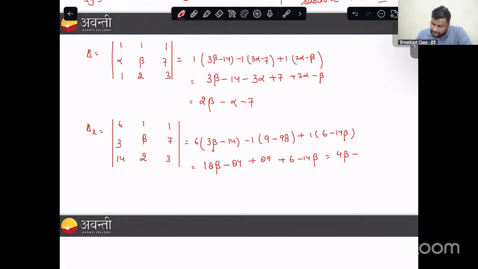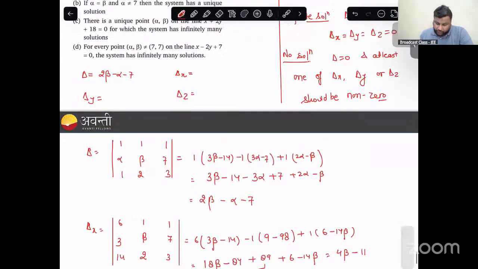Just a moment. It is 6 times 3 beta minus 14, minus 1 times 9 minus 98, plus 1 times 6 minus 14 beta. So it is 18 beta minus 14 beta means 4 beta. 84 minus 98 minus 9, minus 89 plus 6. 89 minus 84 is 5, 6 and 5, 11. 4 beta minus 11.